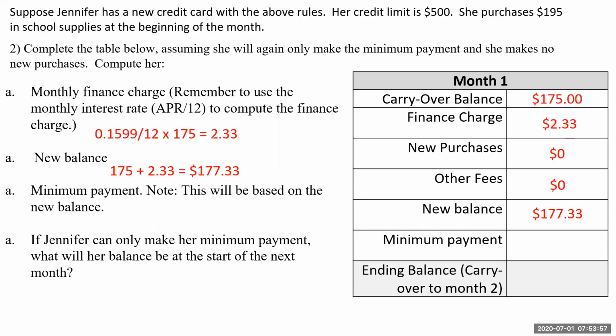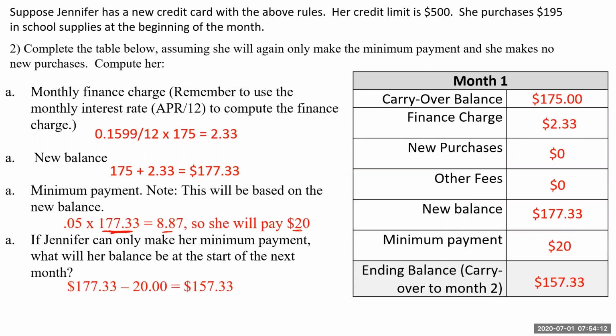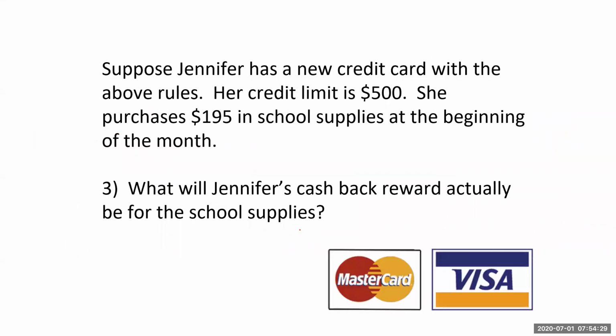Now she has to do another minimum payment, right? And now we're going to do 5% on this balance. Because that balance is less than $20, she has to pay 20. So now we will take 20 out of that, okay? And now this is how much Jennifer would have to carry over to the second month. Are you following? All right, nice.